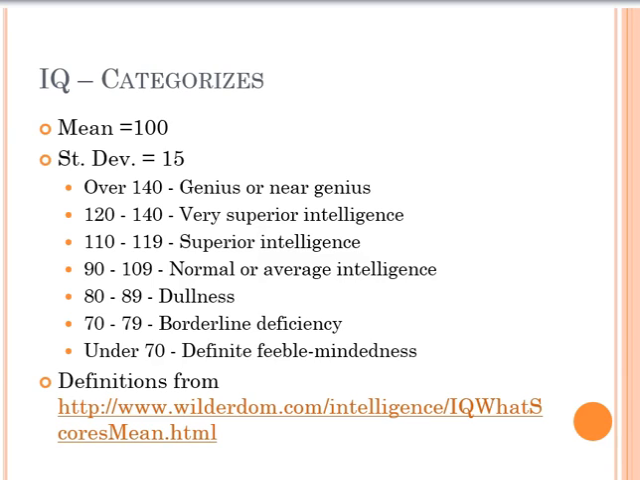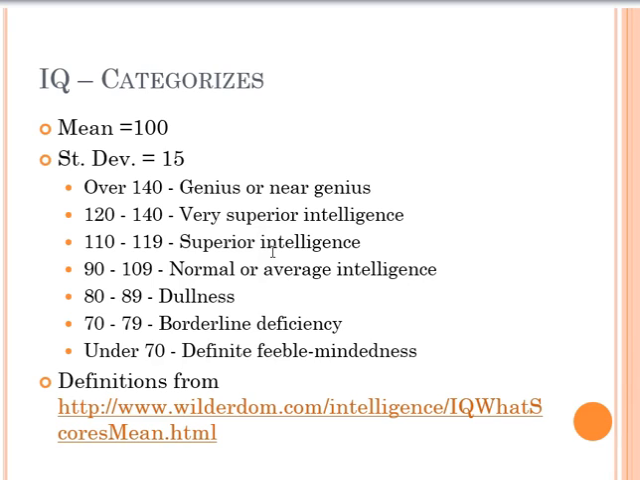So the IQ test was developed to try to measure intelligence or lack thereof. These categorizations were developed by someone in the early 1900s. I didn't develop them. You can look up their definitions here. But you can get a general sense of what different values mean. So anyone over 140 is a genius or near genius.